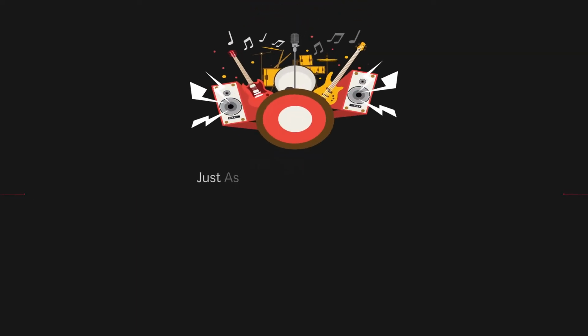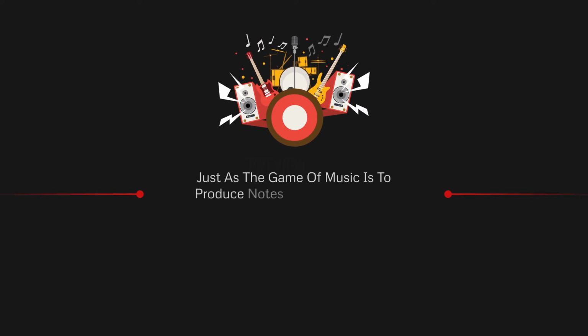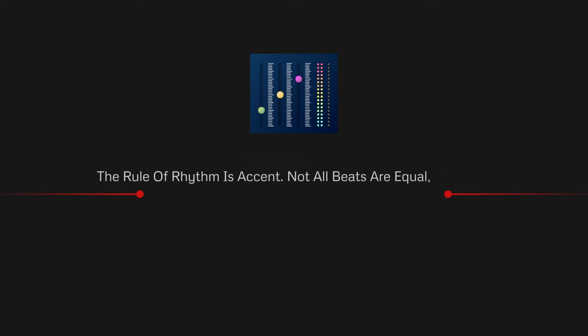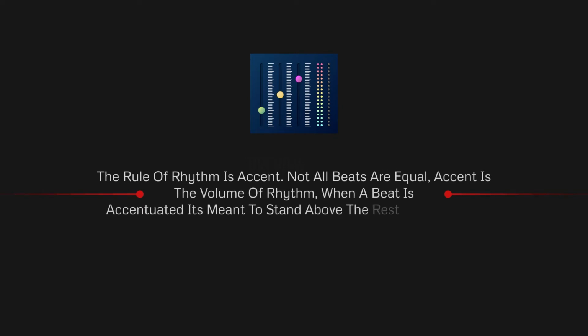Tridimensional rhythm. The game of rhythm is beat, just as the game of music is to produce notes with instruments. So the game of rhythm is to produce beats with instruments, percussions, and body, like soldiers marching, or voice. The rule of rhythm is accent. Not all beats are equal. Accent is the volume of rhythm. When a beat is accentuated, it's meant to stand above the rest of the beats.